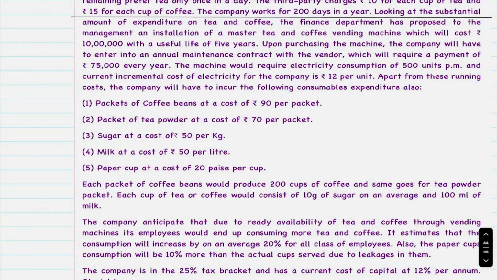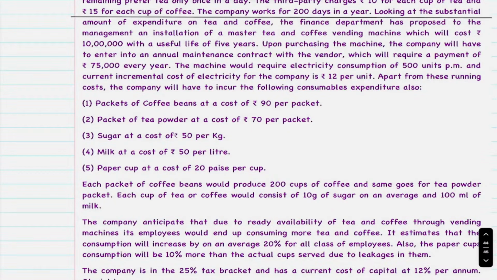Machine requires electricity of 500 units per month. Okay, and the current incremental cost of electricity for the company will be rupees 12 per unit. So tell me, how much is the cost per unit? 12. How much per month? 500. Year, how many months are there? 12. 500 into 12 into 12. 72,000. What is 72,000? Electricity cost of that vending machine.